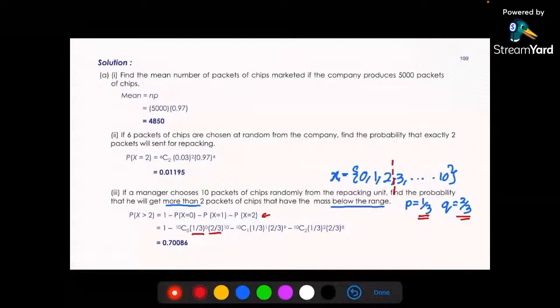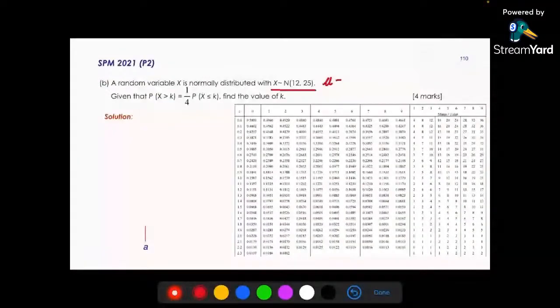This one, the mean will be 12, and the standard deviation will be 5. Given that P(X > K) = 1/4 P(X < K), find the value of K. So the solution is like this. We have to standardize first.